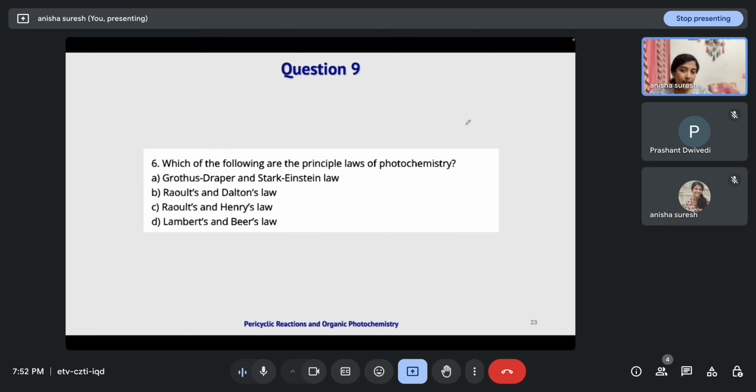Now coming to question number 9. Which of the following principles are the principal laws of photochemistry? In the lectures I have discussed two principal laws regarding photochemistry. Option A is the right answer, that is Grotthus, Draper and Stark-Einstein law are the principal laws of photochemistry.